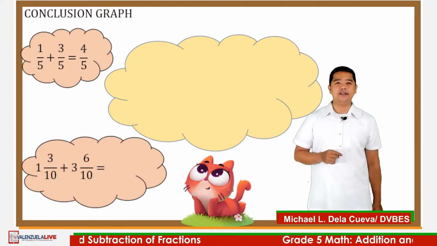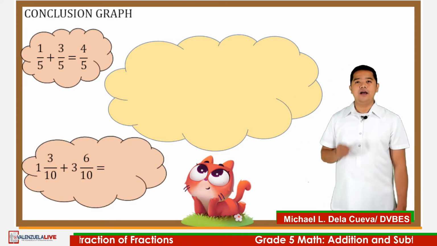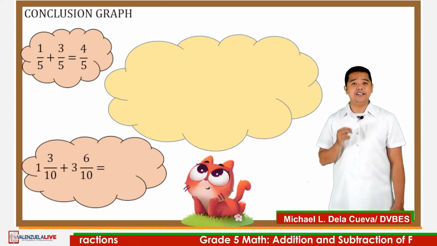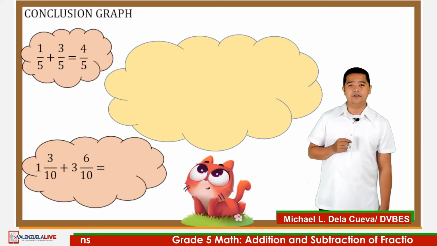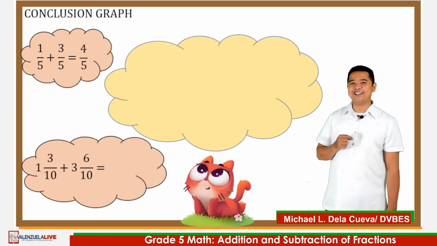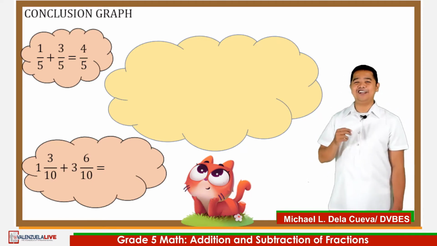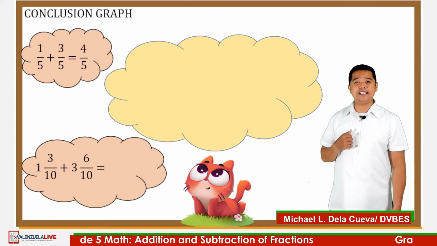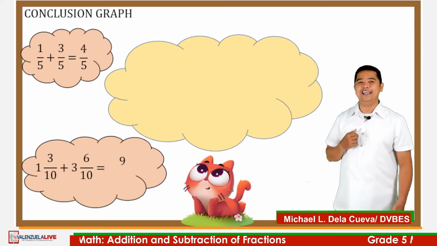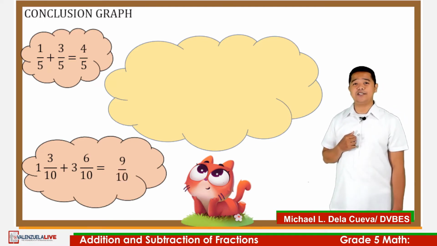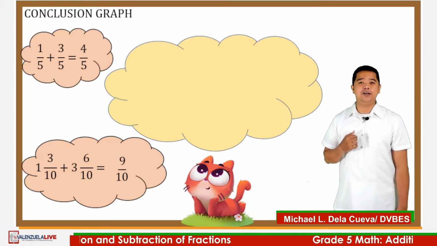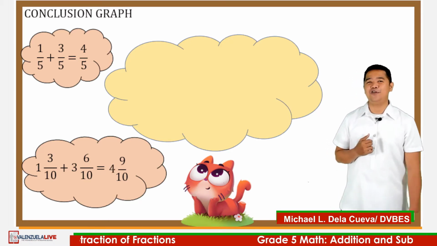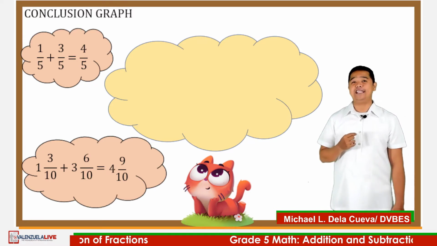Okay, let's have another one. 1 3/10 plus 3 6/10 is equal to what? Okay, use the comment section. Very good. Let us add the numerators. 3 plus 6 is equal to 9. And then copy the denominators, which is 10. Then add the whole number. 1 plus 3 is equal to, very good, 4. So the answer is 4 9/10.